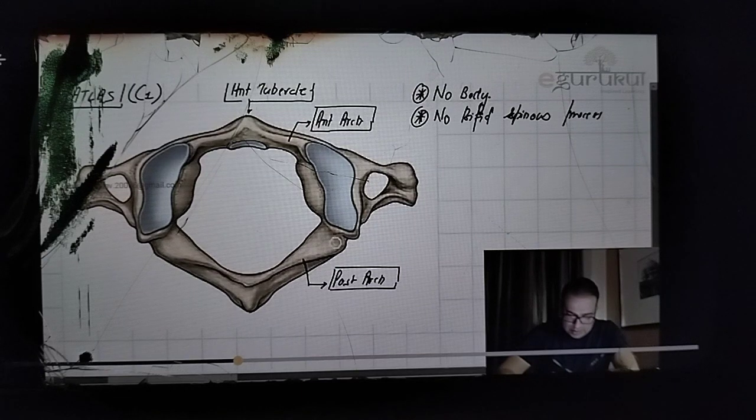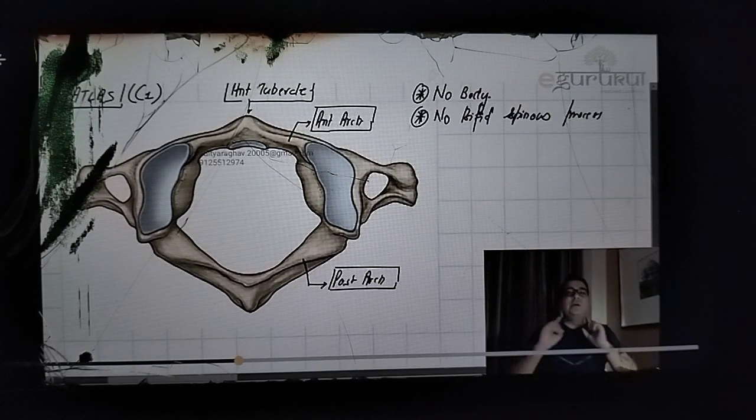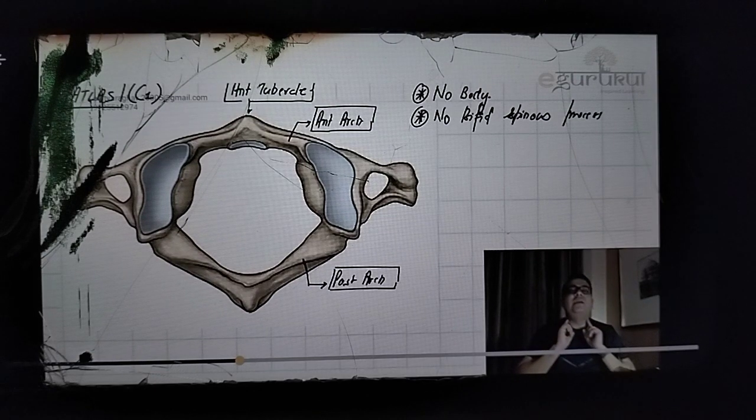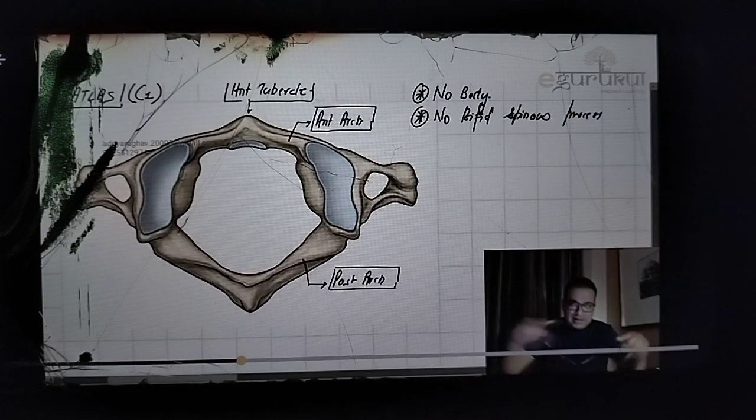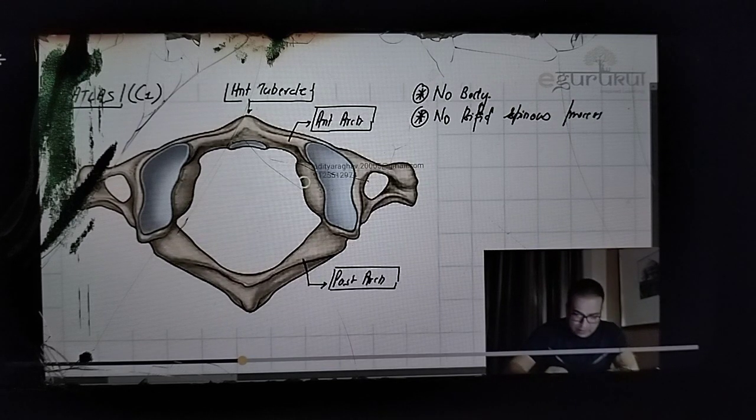Can you see that notch, guys? What is the function of this notch? Vertebral artery. The vertebral artery runs through the foramen transversarum of all the cervical vertebrae, and this is the first one. After it comes out of the foramen transversarum of the first cervical vertebra, it has to go through the foramen magnum into the cranial cavity, and the foramen magnum is present at this level. If I put this vertebra on the skull, the foramen magnum is exactly at this level.